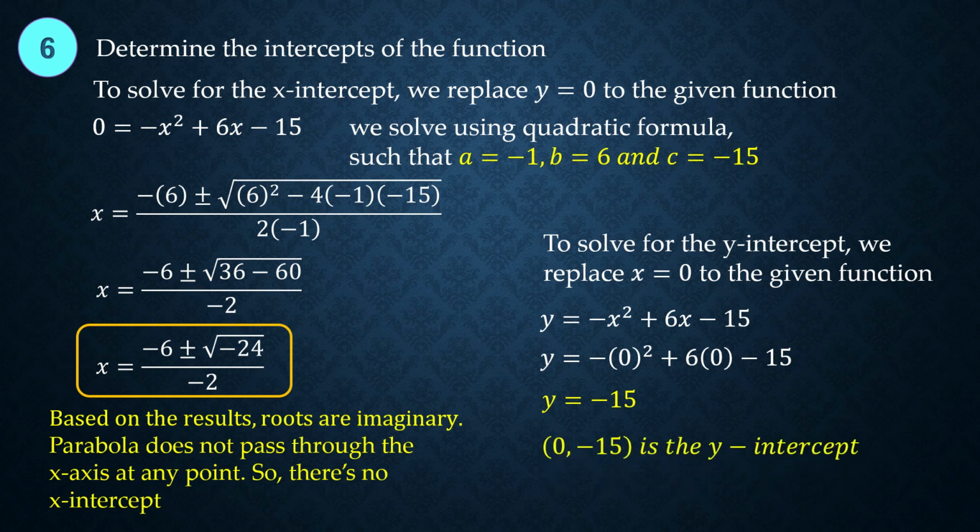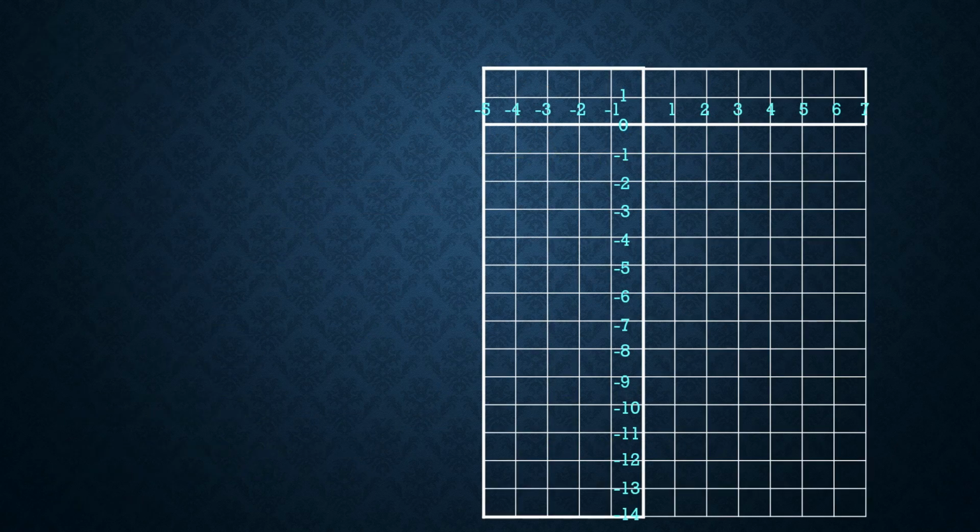Therefore, the ordered pair 0, negative 15 is the y-intercept. Clear? So there is no x-intercept because the roots are imaginary, but there is a y-intercept.